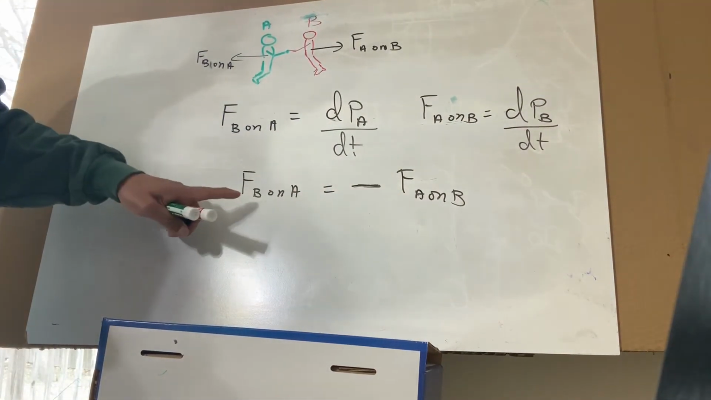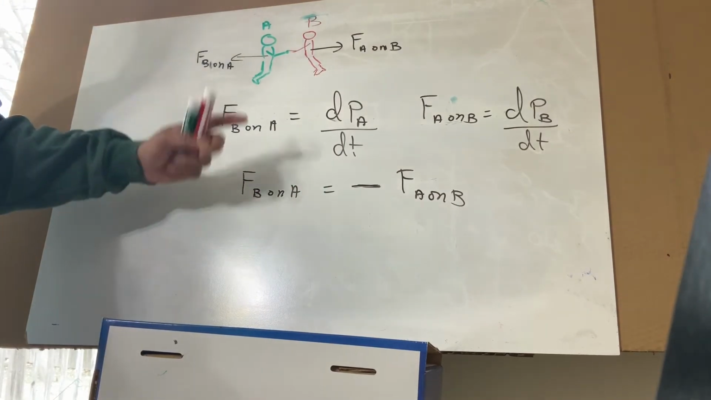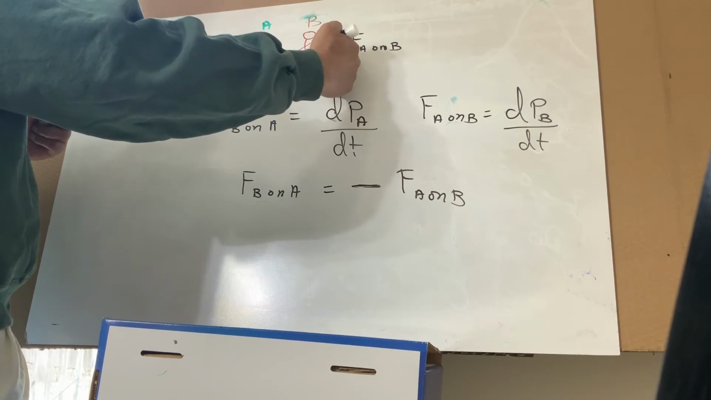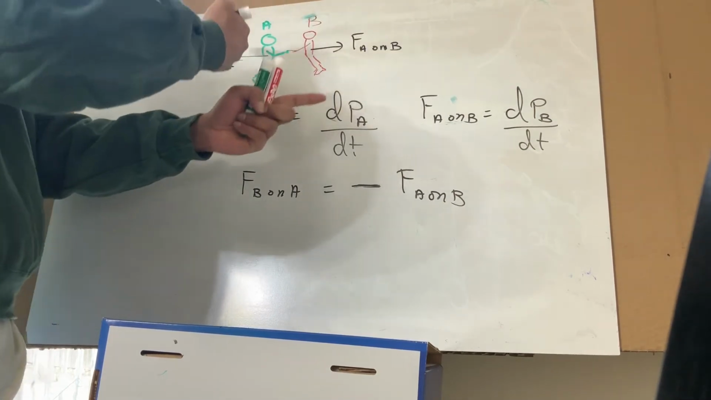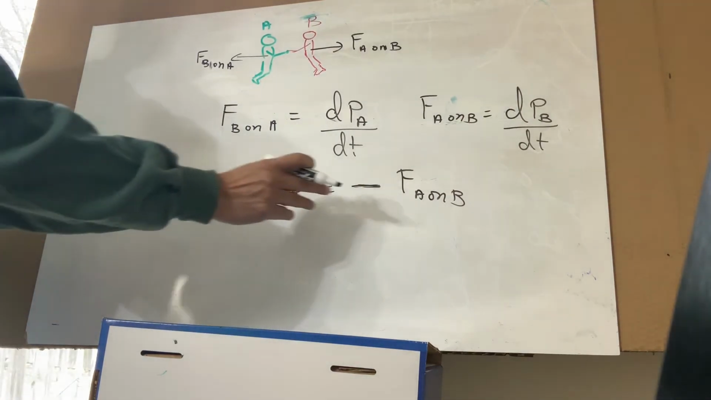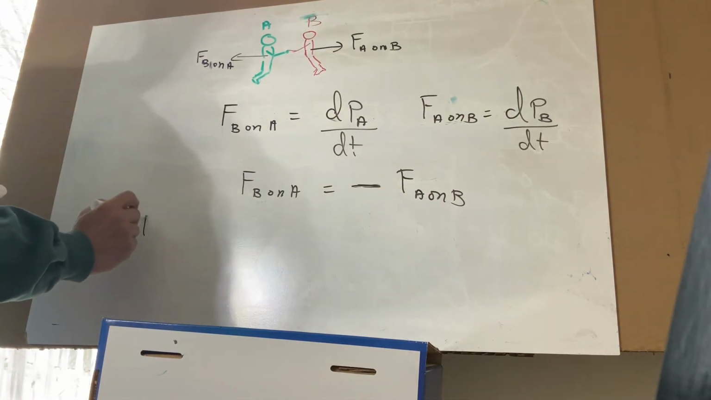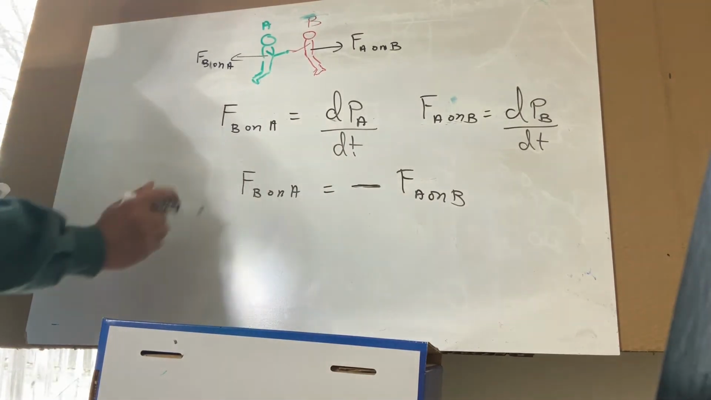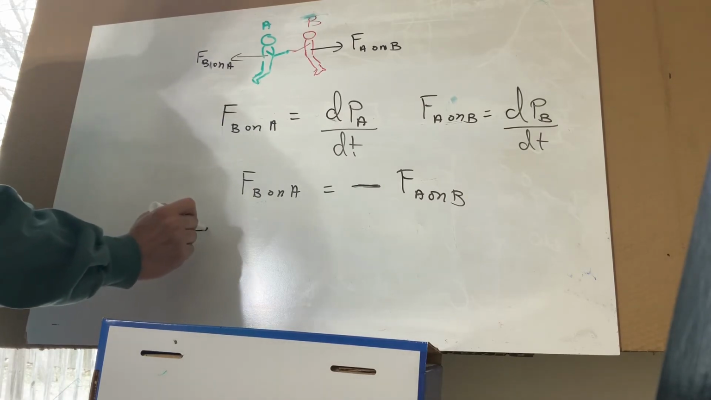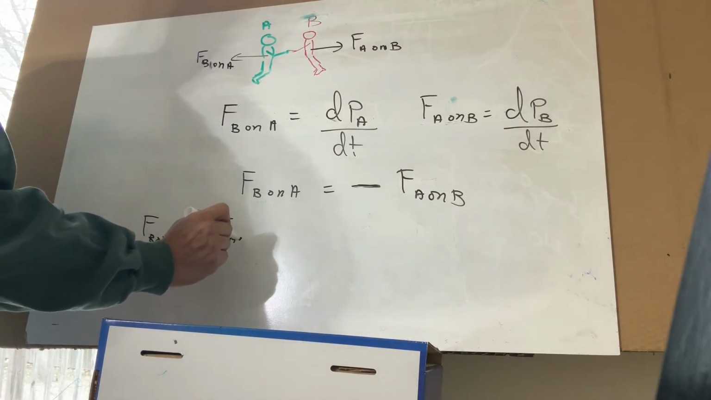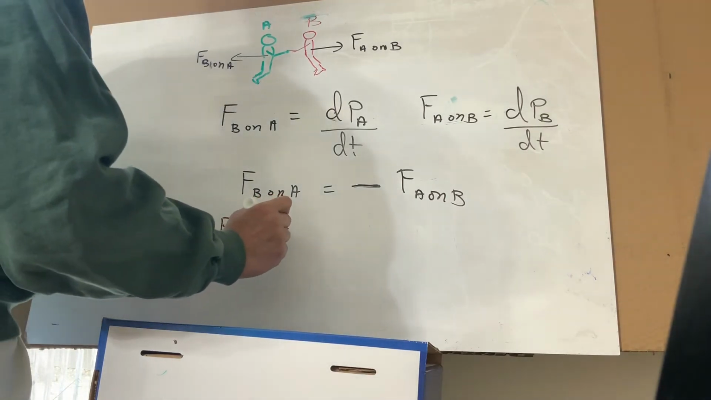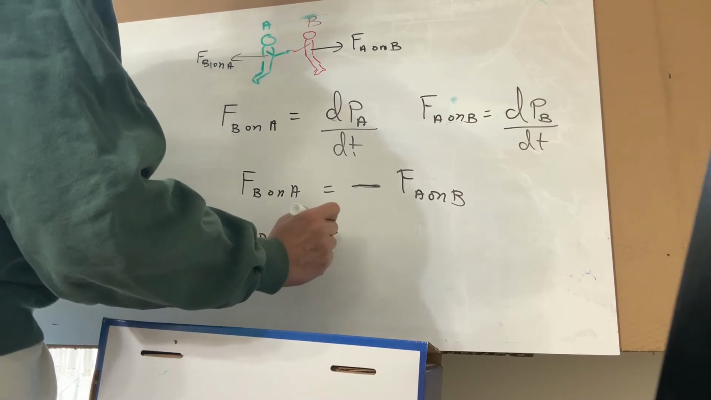Remember, this is a vector. This vector is pointed that way. This vector is pointed this way. So if I want to make them equal, I'll have to put a negative sign to make this vector flip over. Now they are pointing in the same direction, so they'll be equal. So if I add the two forces, if I bring this on this side, I'll get F B on A minus F A on B is equal to 0.